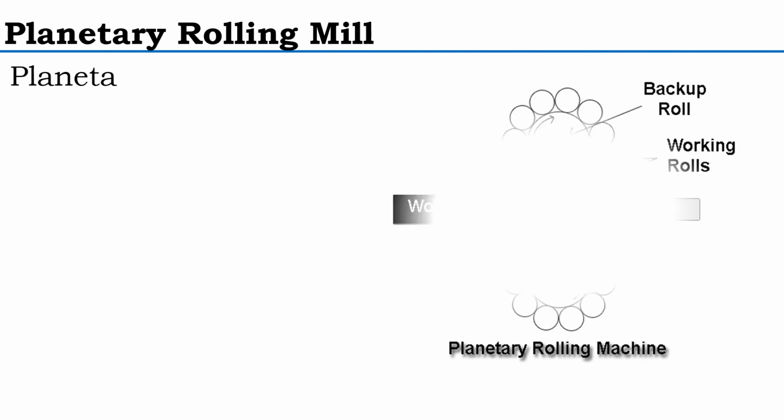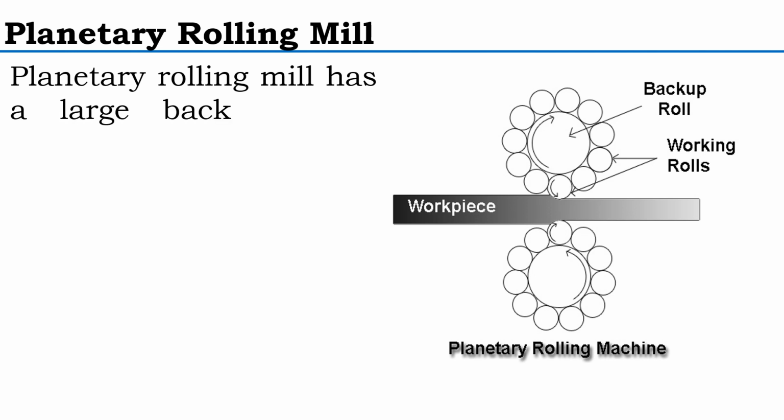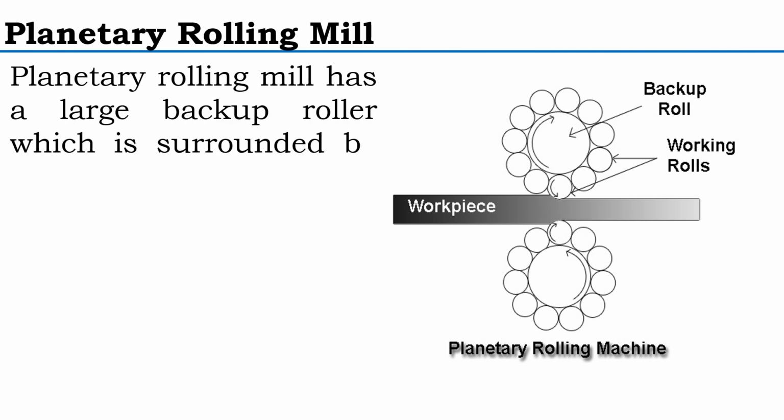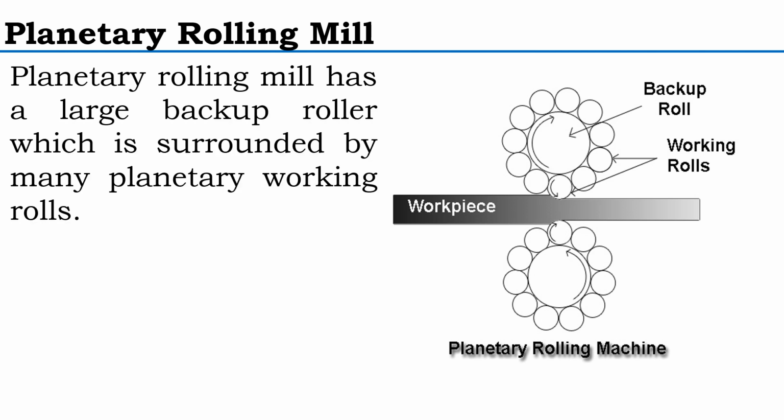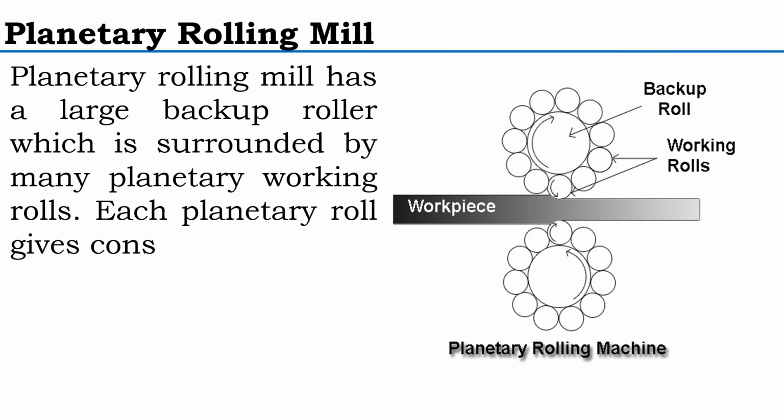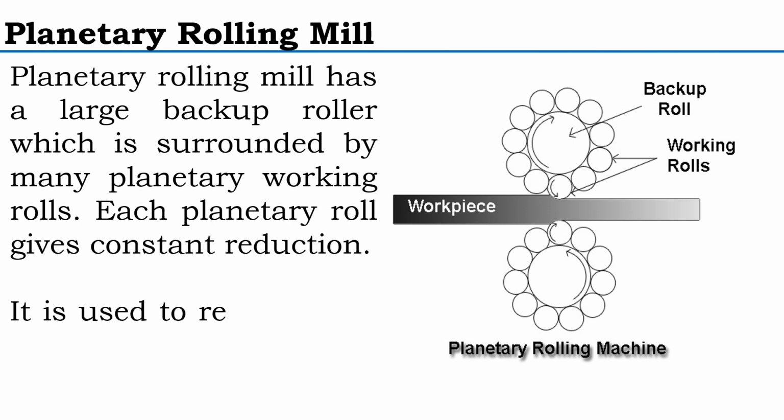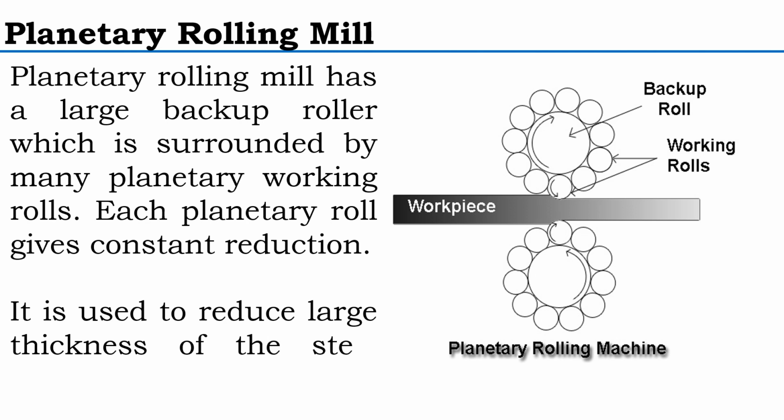Planetary rolling mill. Planetary rolling mill has a large backup roller which is surrounded by many planetary working rolls. Each planetary roll gives constant reduction. It is used to reduce large thickness of the steel strip in a single pass.